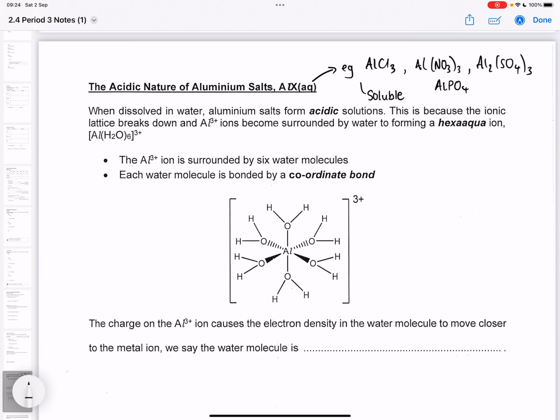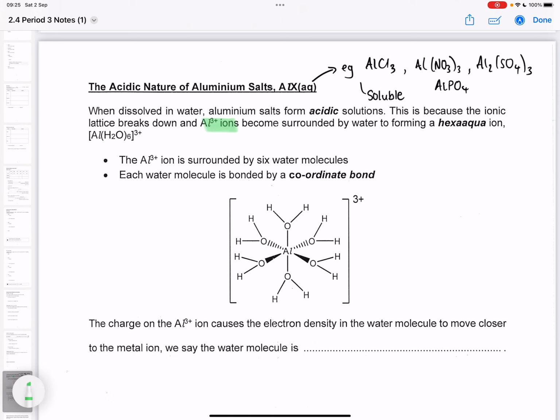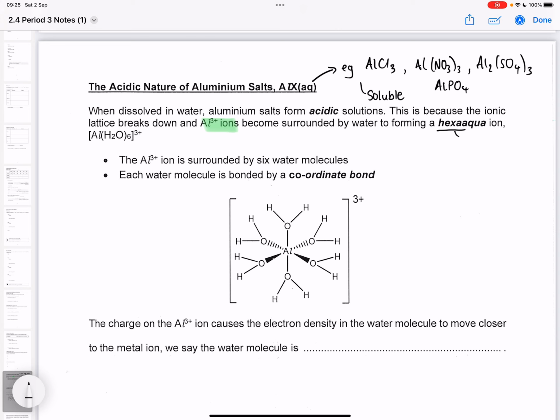And because they're soluble and containing a metal, they're going to split up in solution, and so we're going to have the Al3+ ion free from the ionic lattice in solution, and that's what we're interested in. It's that Al3+ that is able to form acidic solutions. So Al3+ ions become surrounded by water. They're going to get surrounded by 6 waters, hexa-aqua ion we call it.